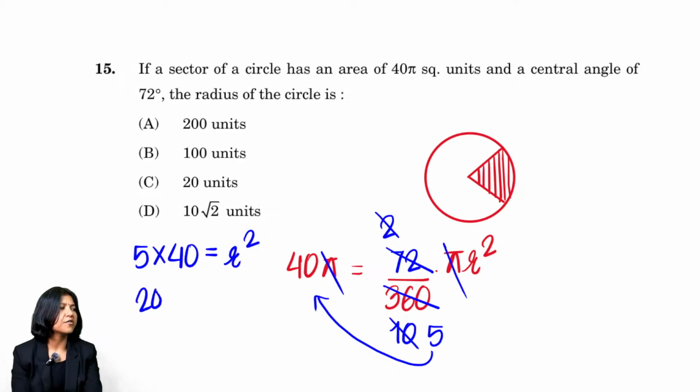Now 200 is not a square number. So if I have to find the value of r, then the square is sent to the other side to make it a square root, or we can say we are taking the square root on both sides. Now how to solve this quickly?